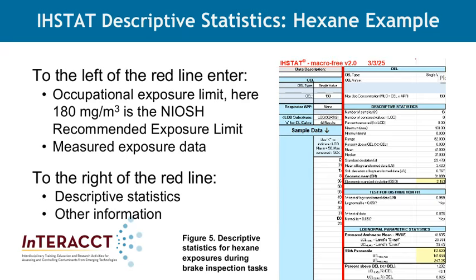The hygienist's goal is to ensure that the vast majority of exposures are less than the OEL. The 95th percentile of the log normal distribution is a critical value in making this decision. The 95th percentile indicates the value that 95% of exposures are less than or equal to, and 5% of the exposures are greater than the 95th percentile. In this example, the 95th percentile is 112.620 milligrams per cubic meter of hexane.